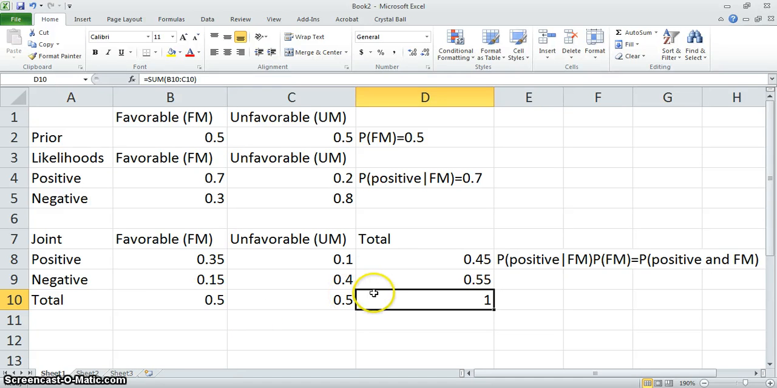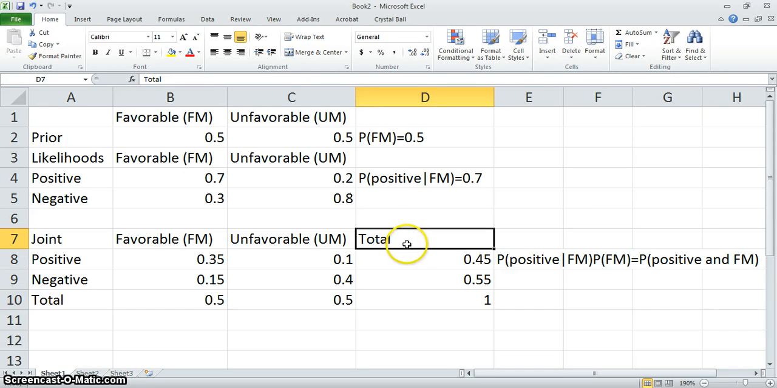The other key thing that we see here, over here in this column D, is that now we have the marginal probabilities for the survey results. So the probability that we survey and get a positive result is 0.45, the probability that we survey and get a negative result is 0.55.